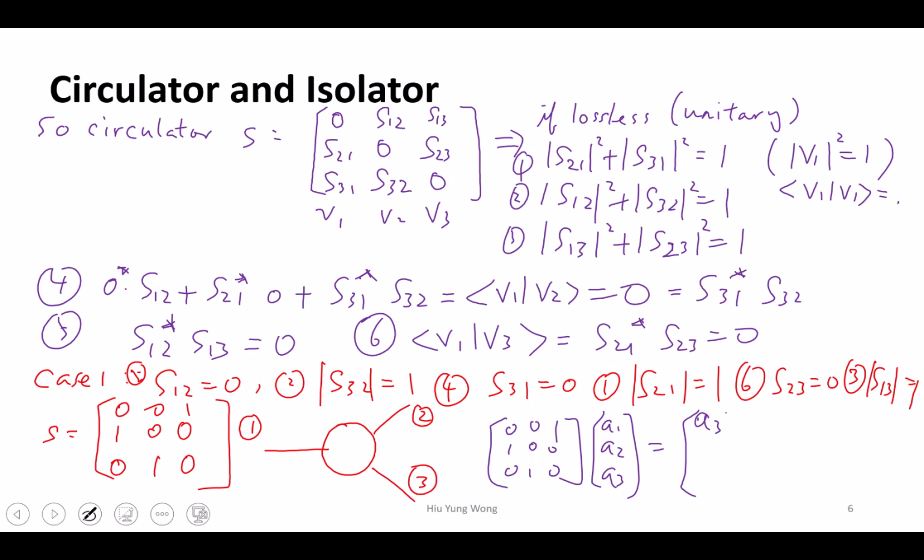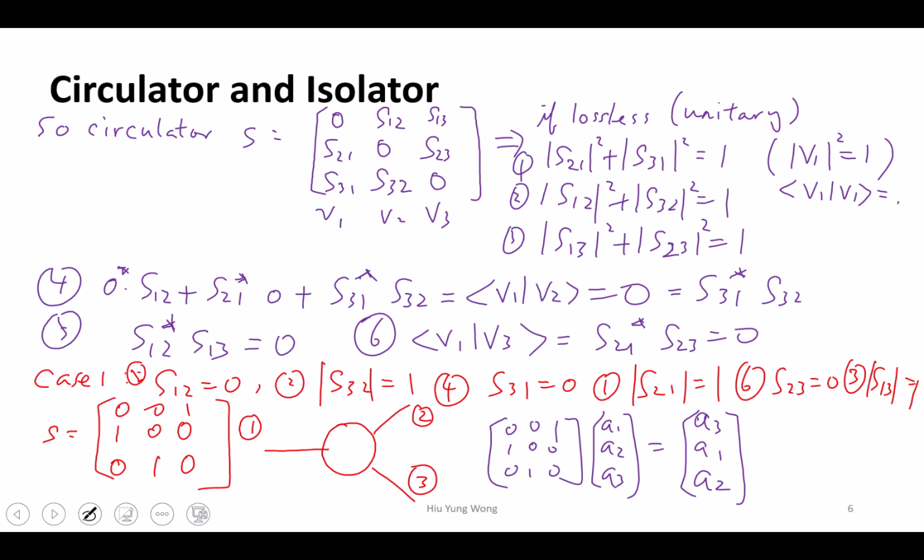And then how about the second one? A1. So basically A3 will go to, port 3 will go to port 1, right? Whatever you put in port 3 will output from port 1, because your input is at port 3, right? Port 3, and this is port 1.